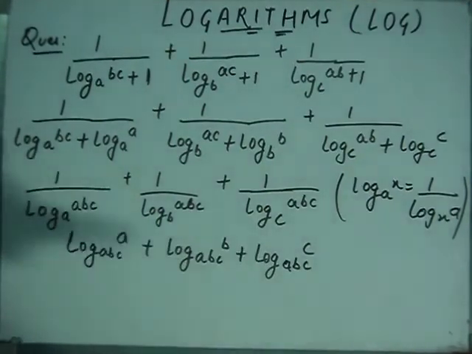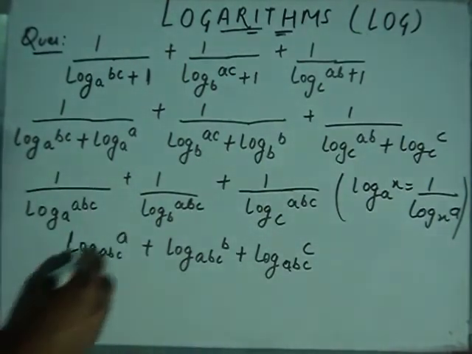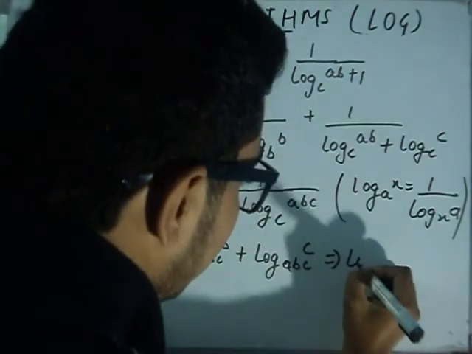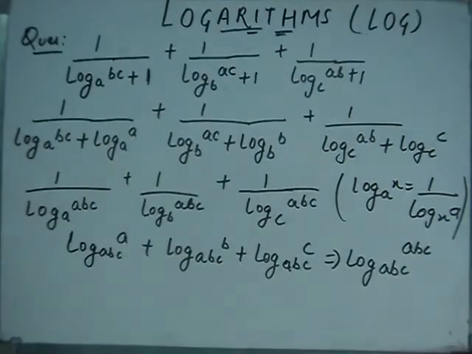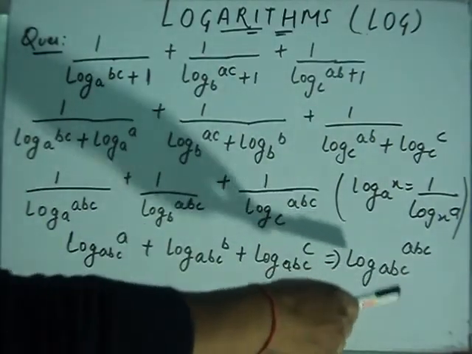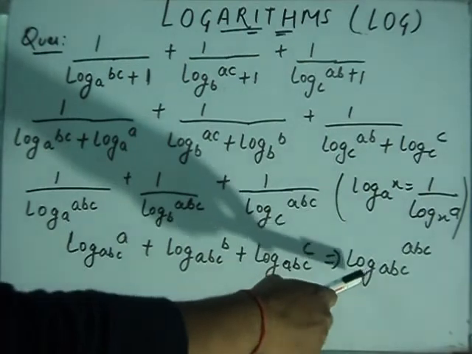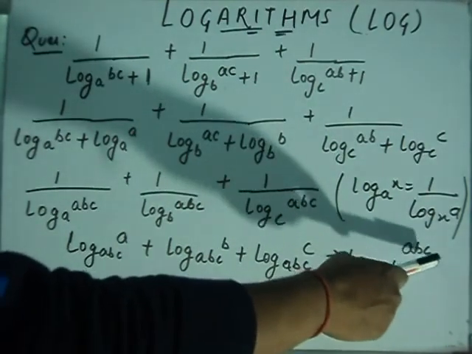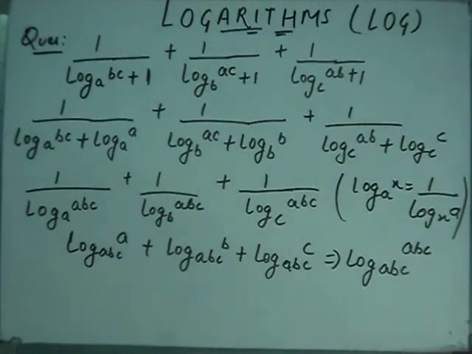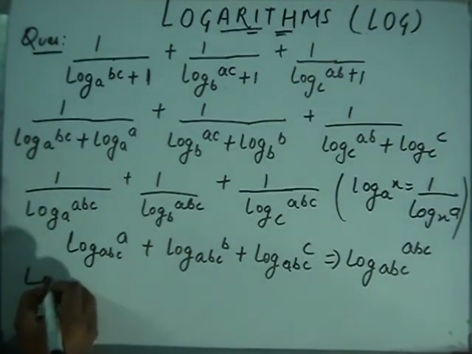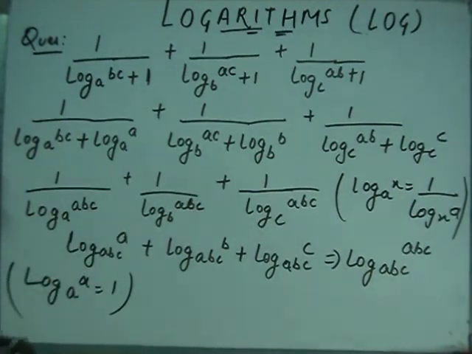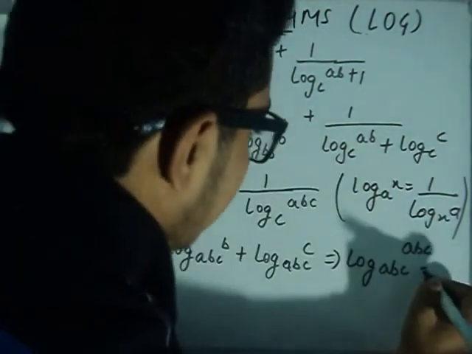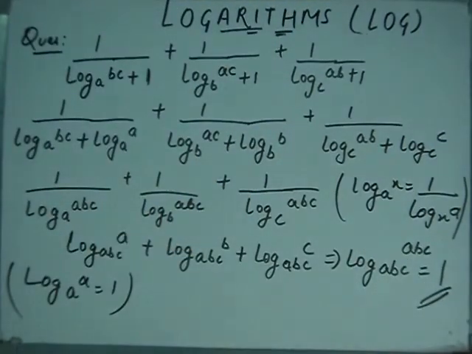When bases are the same, using the multiply property, what we get here is log of abc base abc. As we know, the main property, when log base a of a is what we get, 1. This is our property. So by this we will get our answer as 1. It is my final answer.